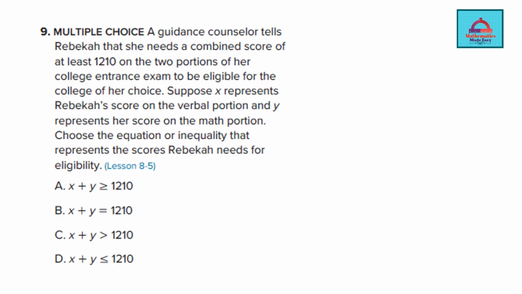Next question is about problem. So again, we are going to read it nicely and then highlight the information to choose our correct answer. A guidance counselor tells Rebecca that she needs a combined score of at least 1210 on two portions of her college entrance exam.